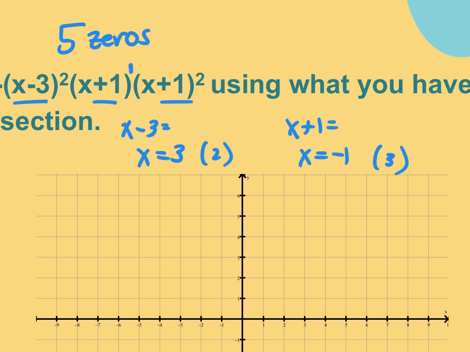So if you were going to graph this, what's going to happen here at the x-axis? It's going to bounce. What's going to happen here at the x-axis? It's going to go through. It's going to bounce at x equals 3 because there's 2 of them. If you have an even amount of multiplicity, it's going to bounce. If you have an odd amount, so here you have x plus 1 three times, it's going to go through.